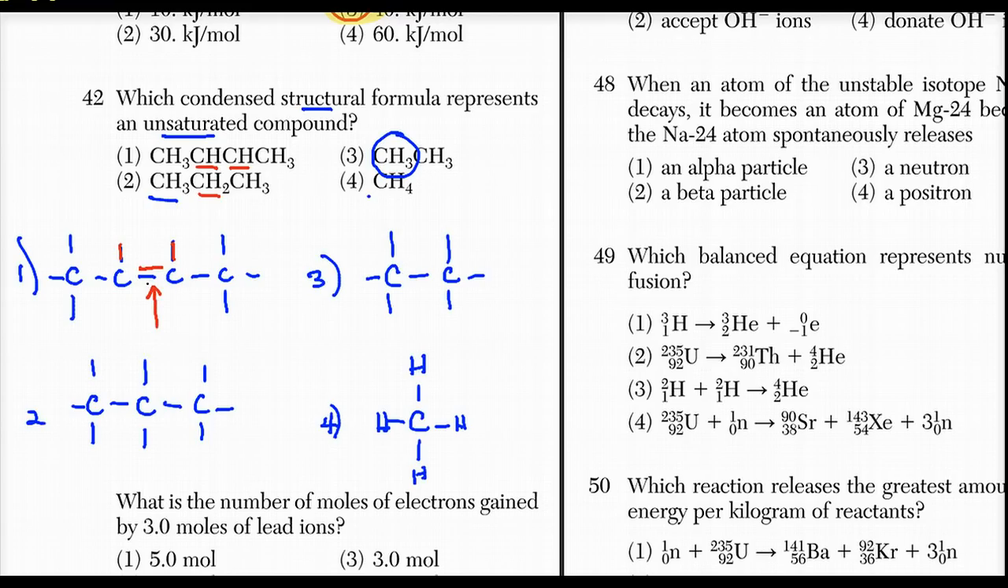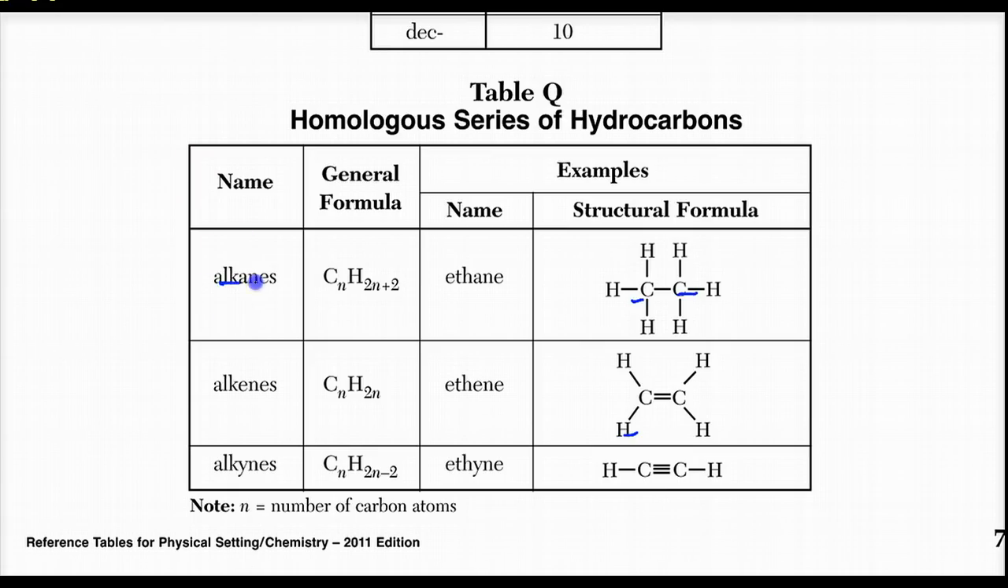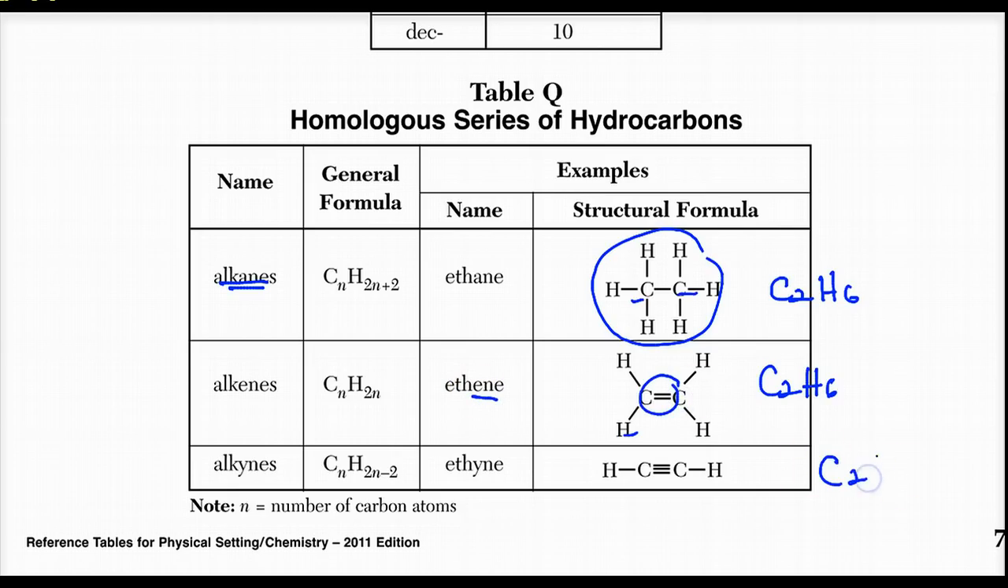Now another way to do this is you go to table Q. Table Q, very important. The alkanes are saturated, with the maximum amount of H's. This is C2H6. This is C2H4 if it's got a double bond. This is C2H2. Notice I have 6 there. C2H4, sorry. So let's do this again. If it's got single bonds, it's C2H6.